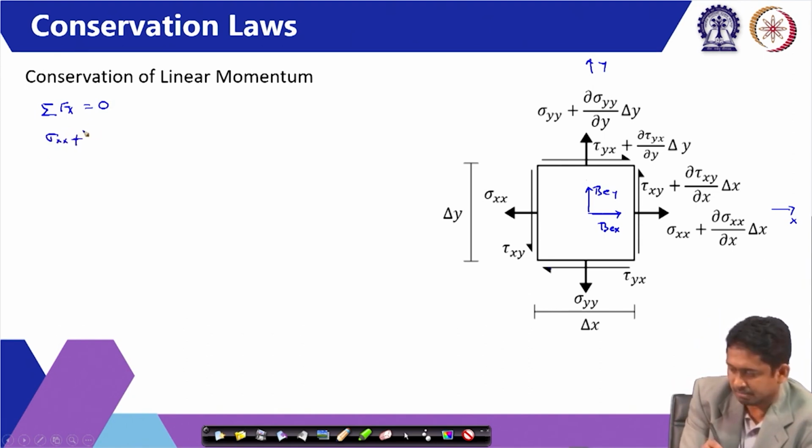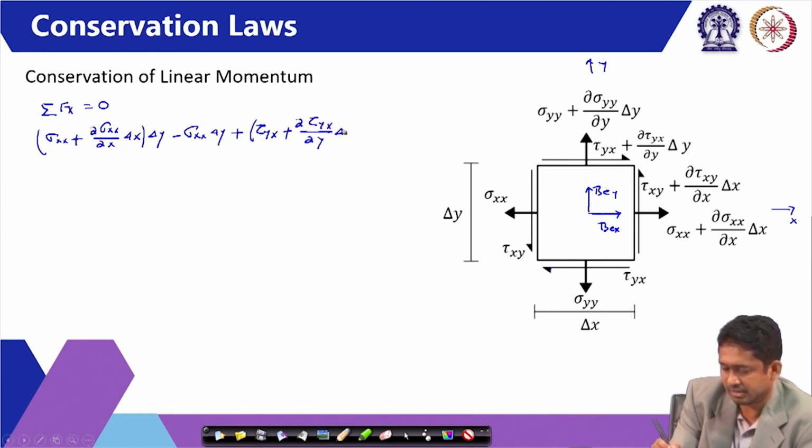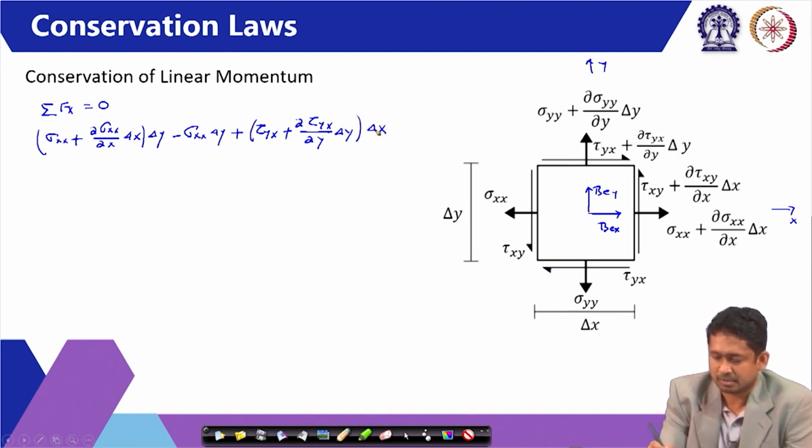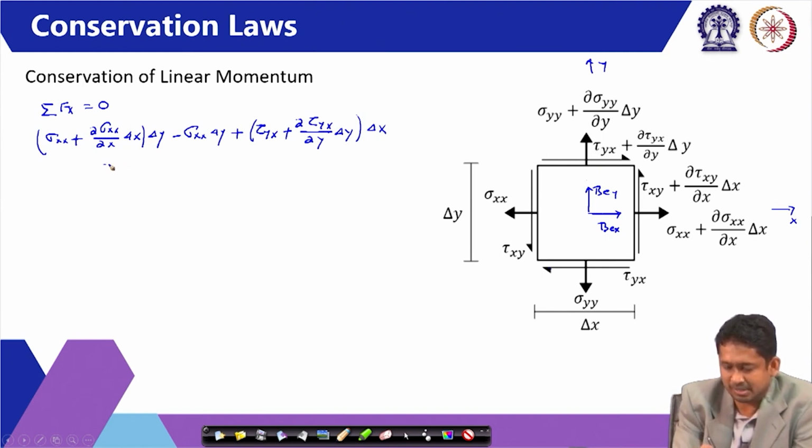sigma xx plus del sigma xx by del x multiplied by delta x, and this multiplied by delta y. So, this is the stress and this stress is multiplied by this length. So, that gives us a force along x direction. Similarly, there would be contribution from this stress, and that is tau yx plus del tau yx by del y multiplied by delta y into delta x. So, this is a shear stress and it is oriented towards the x direction. So, this stress multiplied by this dimension, and minus we have tau yx multiplied by delta x, plus we have to add this body force component along x direction. So, it is Bex delta x delta y.